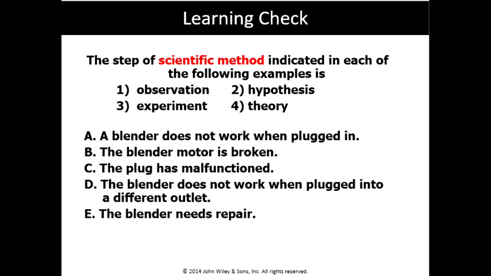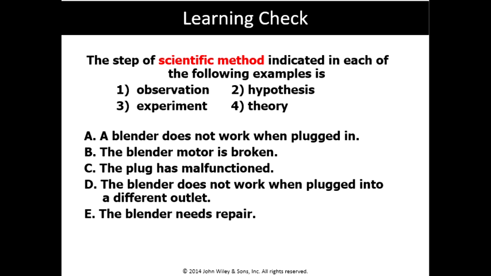All right, guys. Right now, I'm thinking about the first one. A blender does not work when plugged in. What do you think about that? So if we are going to start our scientific method, I may consider that one as an observation. The blender motor is broken, so probably we are going to call that our hypothesis because it doesn't work. How about C?